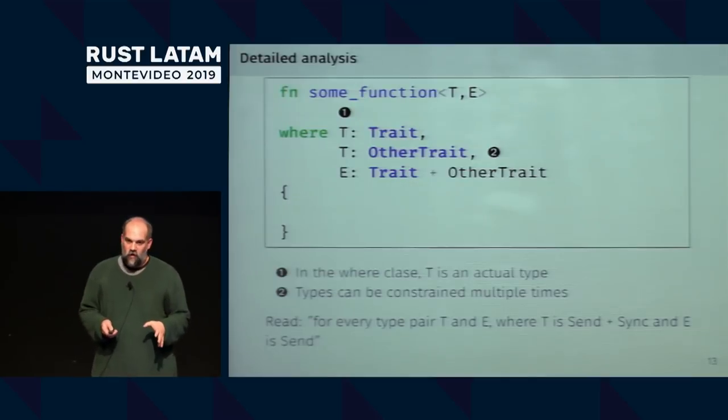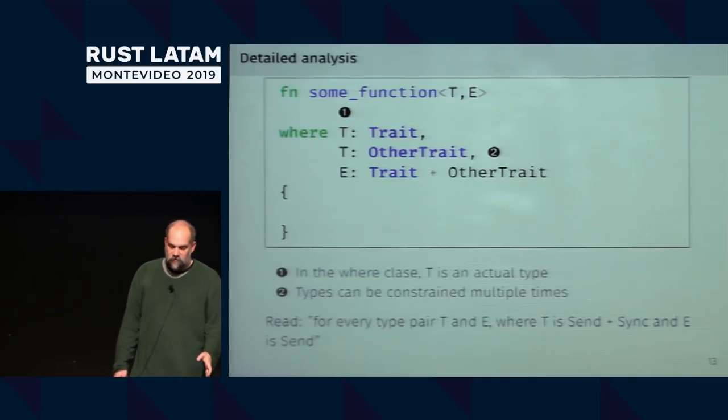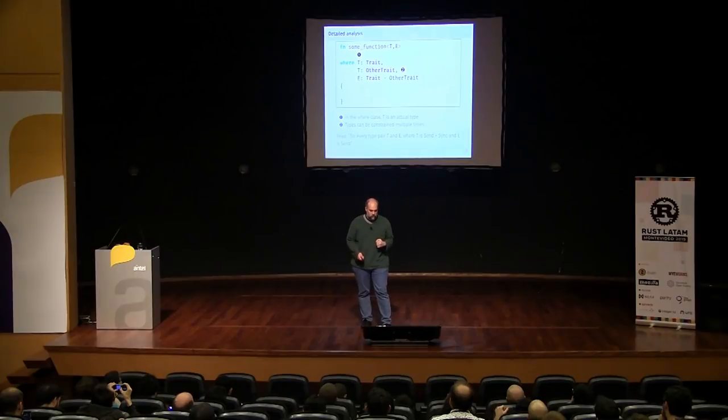The important thing in the where clause is that the left things are concrete types. So what this says is I have a function, and for every pair of types, T and E, that fulfill the bounds to the right, I can compile this function for any two exact types.